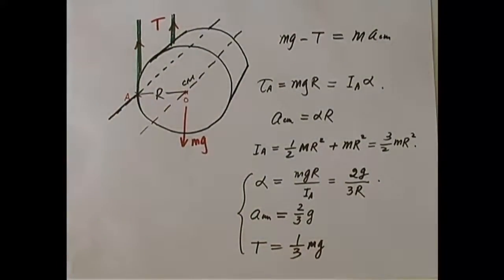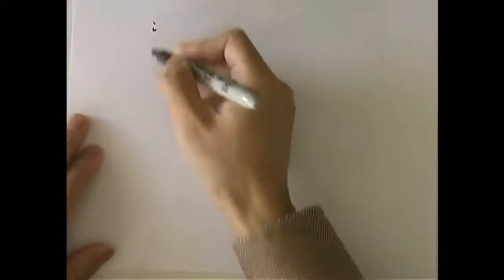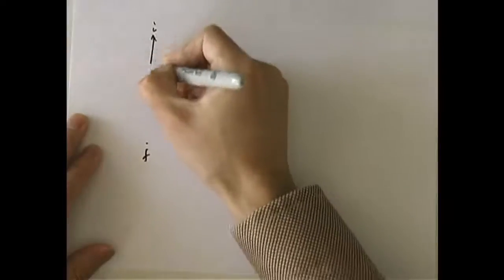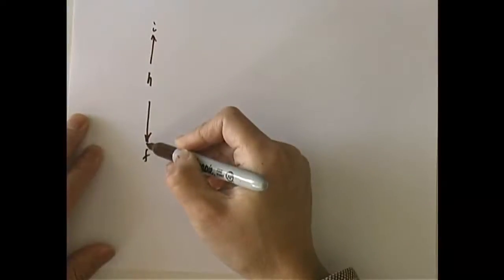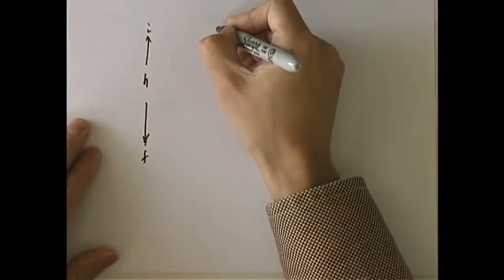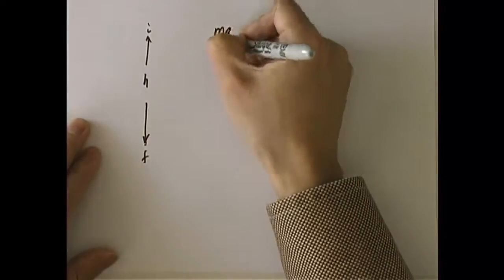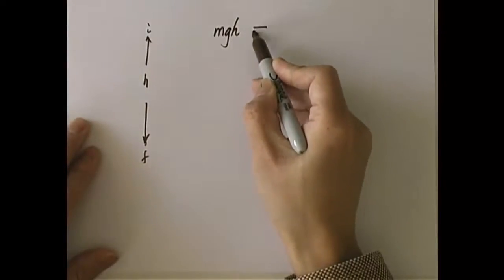Let's look at the conservation of energy approach for this problem. I have two states, initial and final. Distance is h. The center of mass drops by distance h. How much potential energy is lost? mgh. You lost this potential energy. You must gain it back through kinetic energy.